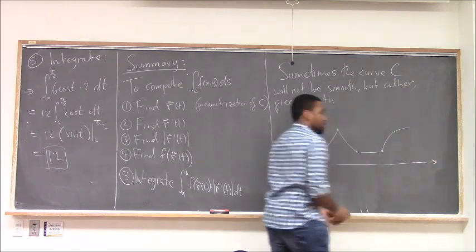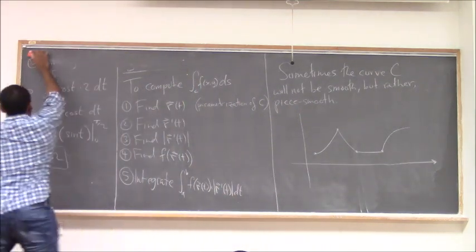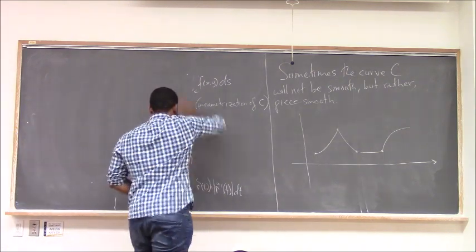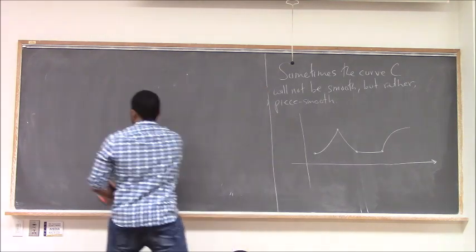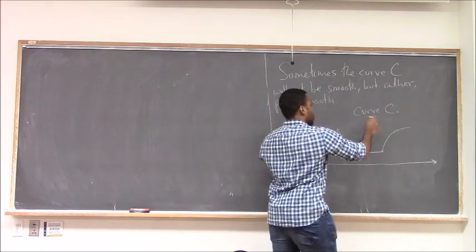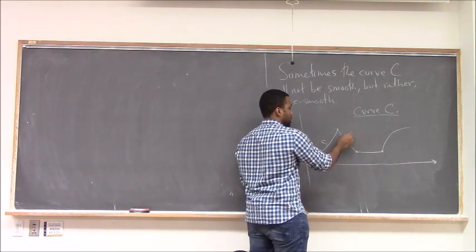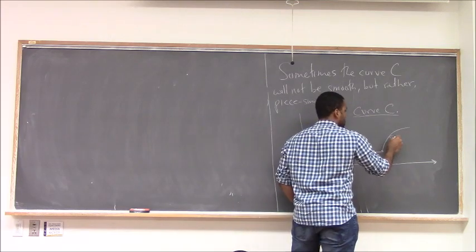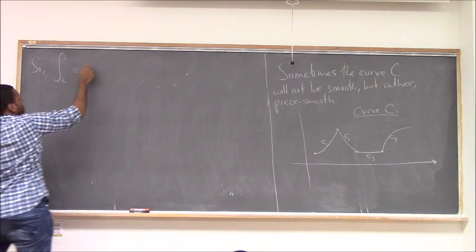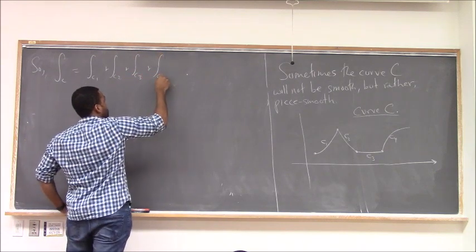Just as we can split up intervals back in Calc 1 and Calc 2, where we realized the integral from a to b can be thought of as an integral from a to c plus an integral from c to b, we can do the same thing here with C. So let's say this is our curve C. This whole thing is the curve C. Sometimes we'll have to split it up. We'll call this one C1, this C2, this C3, and this C4. And so the integral along C is just going to be the integral along C1 plus the integral along C2 plus the integral along C3 plus the integral along C4.